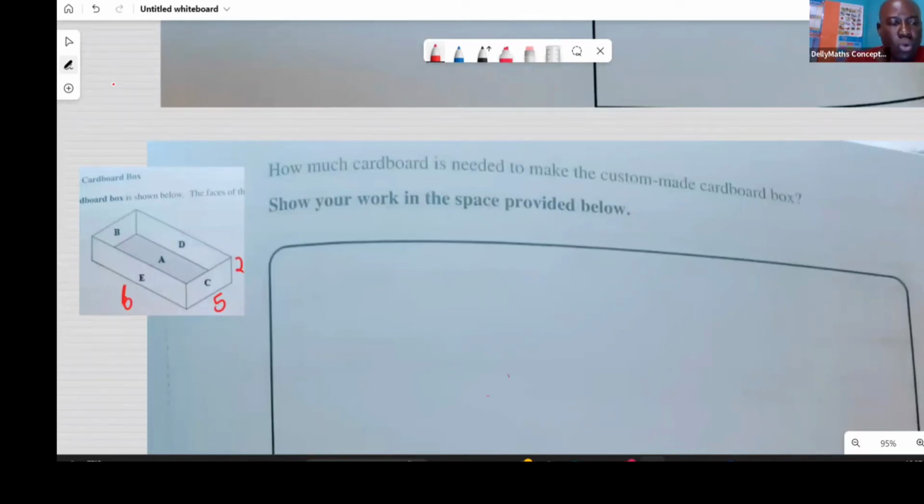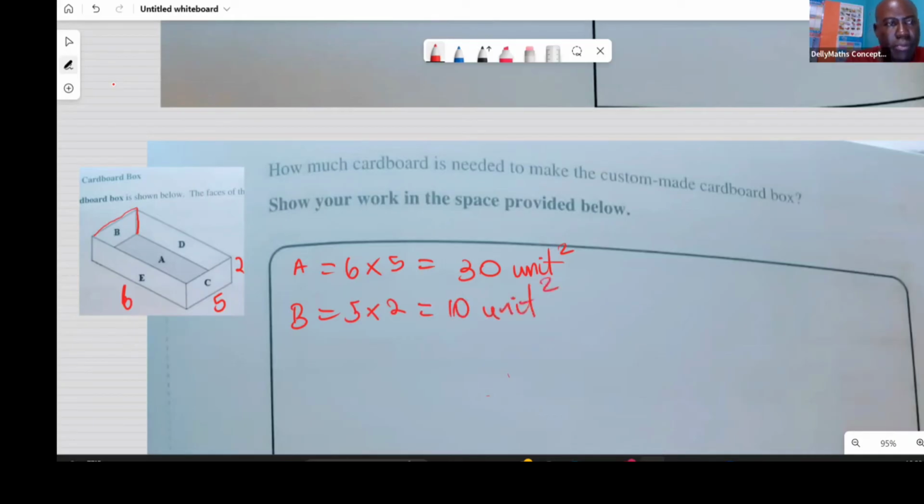And so what we want to do is to work them out, A, B, C. For A, the area is going to be 6 by 5, and that's going to give me 30 units square. We're talking about the bottom, which is 6 by 5. That's the bottom that we're dealing with right there. Now for B, we're talking about a 5 by 2. So this is 5 times 2, and this is 10 units square.